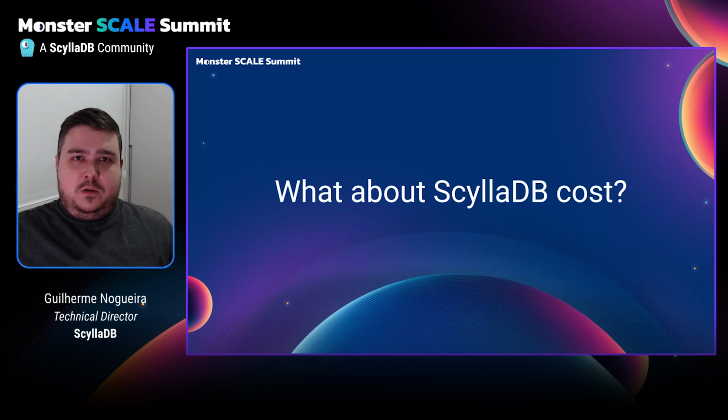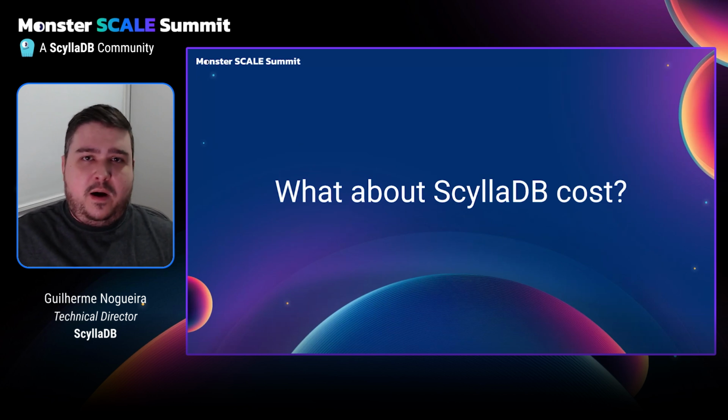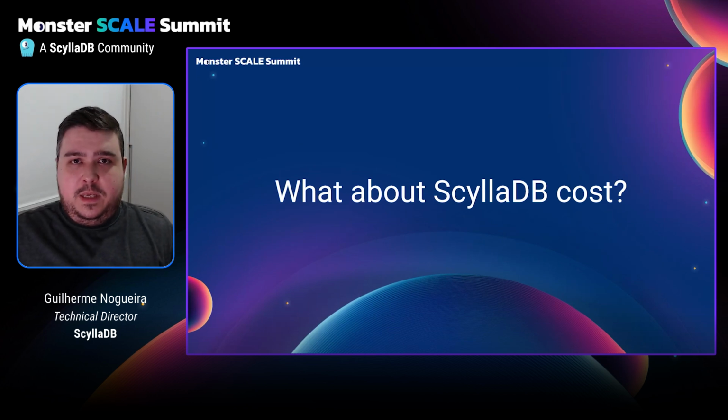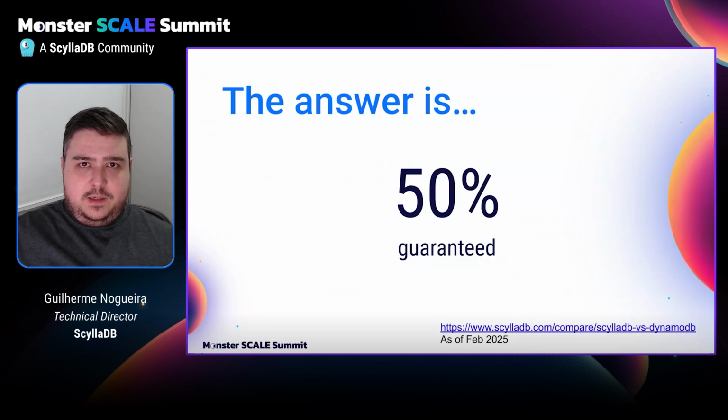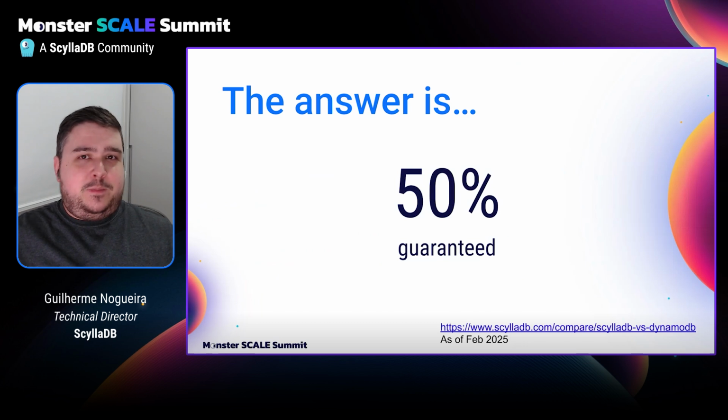So we discussed why users move out. We discussed DynamoDB cost. We reviewed Alternator and how it's implemented. We discussed migration. And now let's look into what the ScyllaDB cost would be for the use case that we discussed initially. So you would expect me to say 42, but no, the answer is 50%, and that's guaranteed.